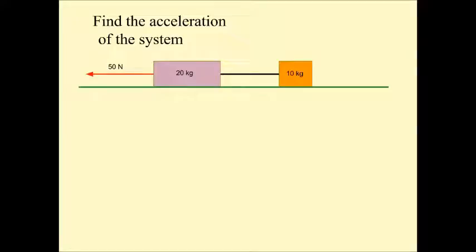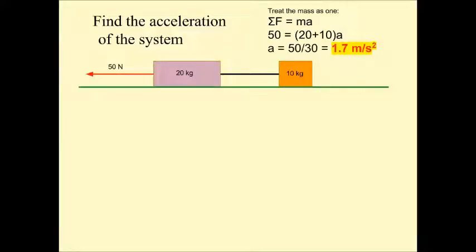Okay, so here's a typical problem. We have two masses sitting on a frictionless surface, with a rope between the two masses and an applied force of 50 newtons to the left. We're going to find the acceleration of the system. The best way I know is to treat the masses as one, and use Newton's second law, which says the sum of all forces equals ma. So essentially we ignore the tension of the rope between the two at first. We just put them together. So we have 50 newtons pulling to the left, and a total mass of 20 plus 10 times the acceleration. As simple as that, we get an acceleration of 1.7 meters per second squared. It's as if it's just one mass, because it's all moving together.